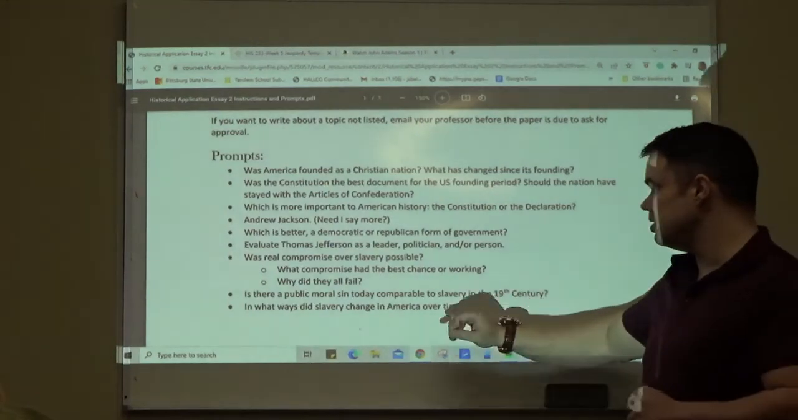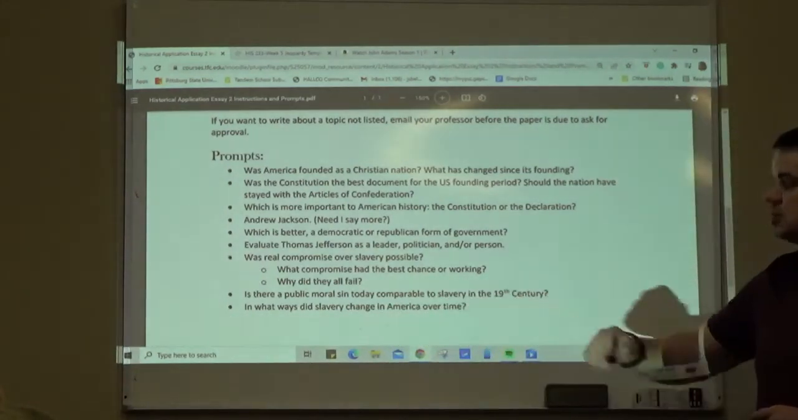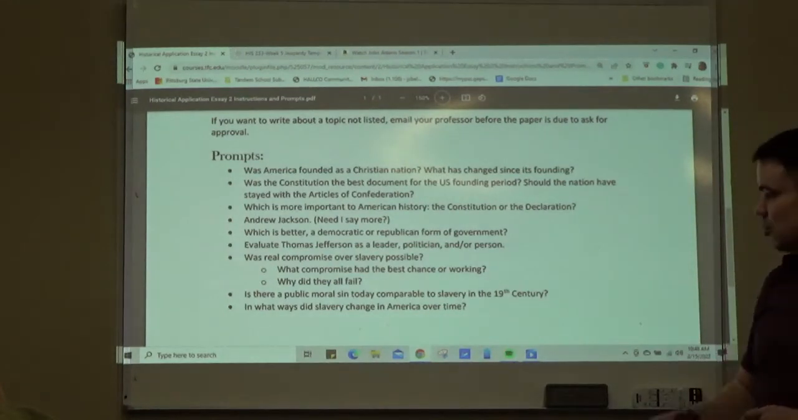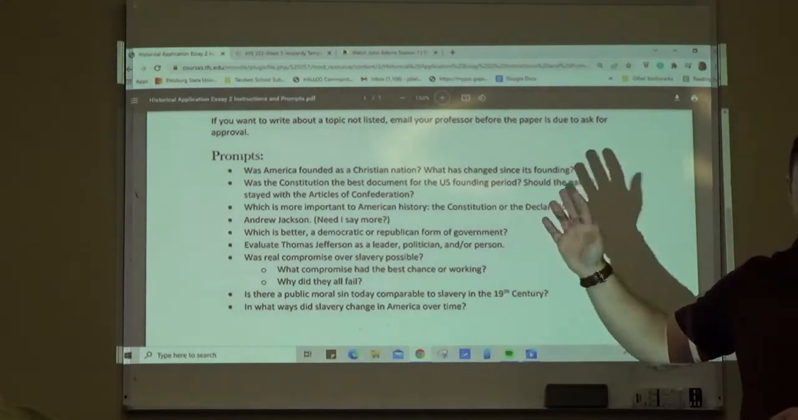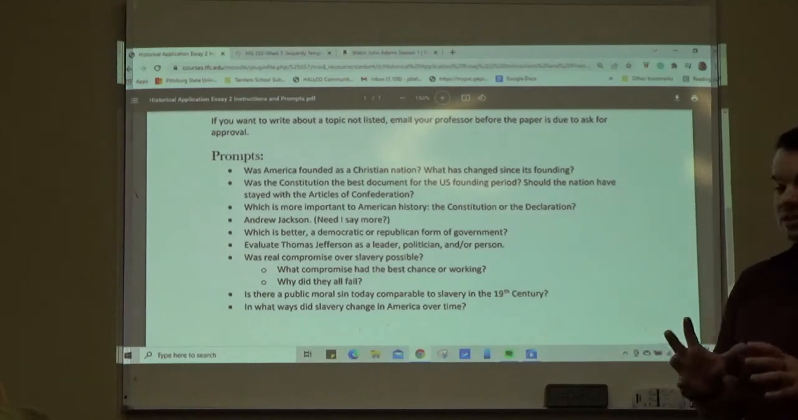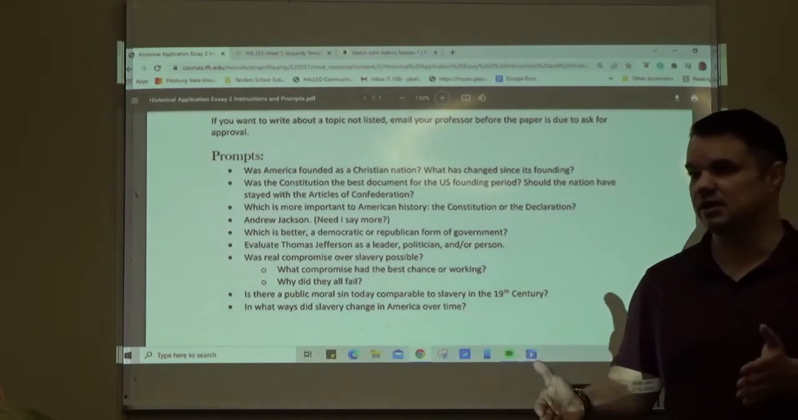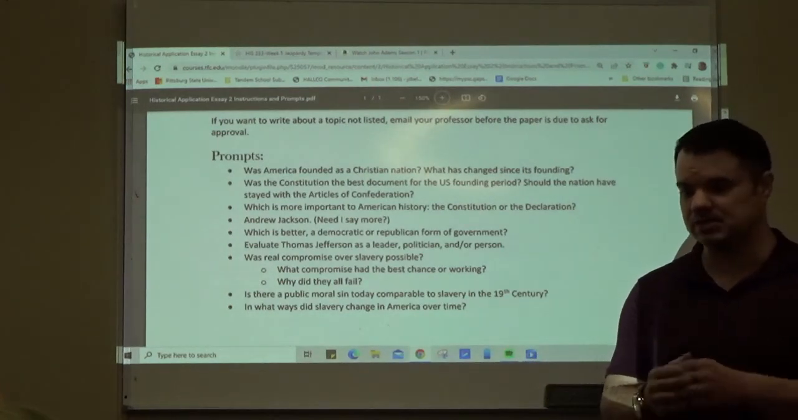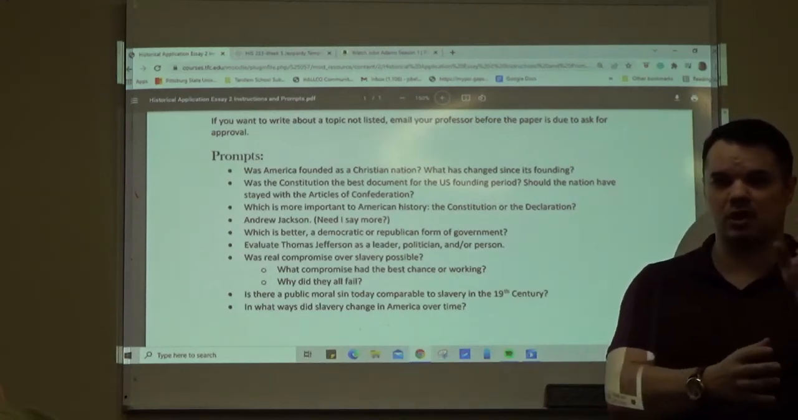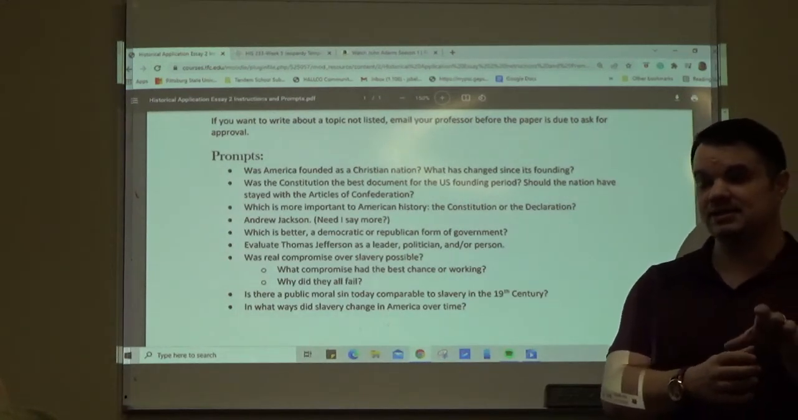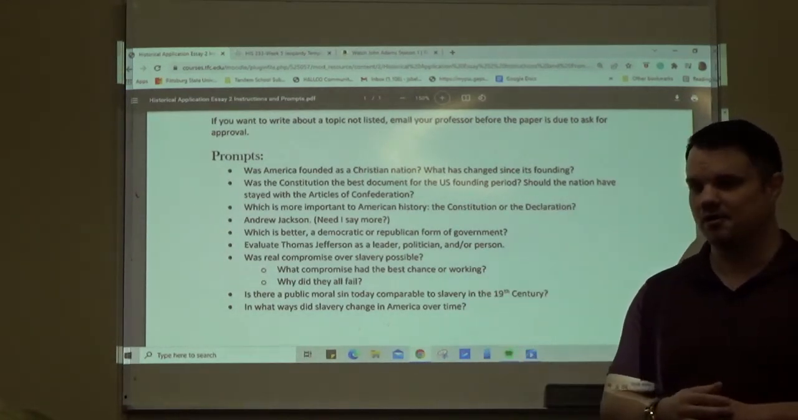Okay, and another one here is, in what ways did slavery change in America over time? This is another one where you could either adopt human trafficking as like a modern form of it, or you could just talk about slavery during the colonial and the 19th century periods. Did slavery get better or worse between the 18th century and the 19th century?